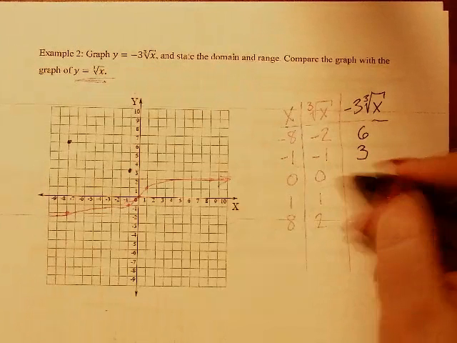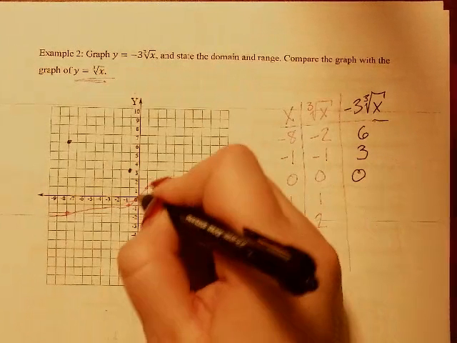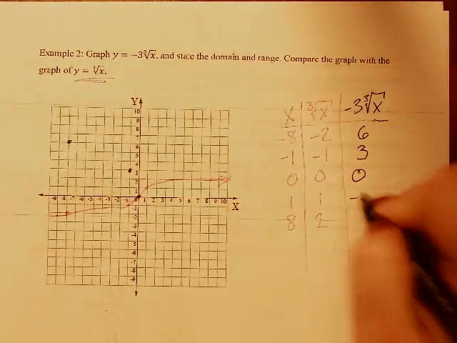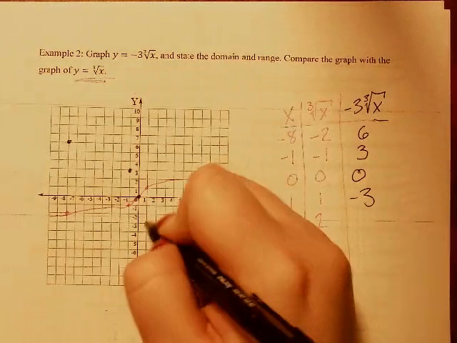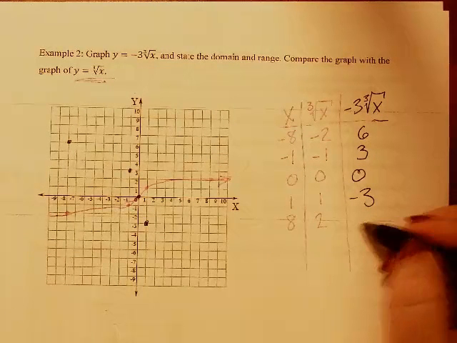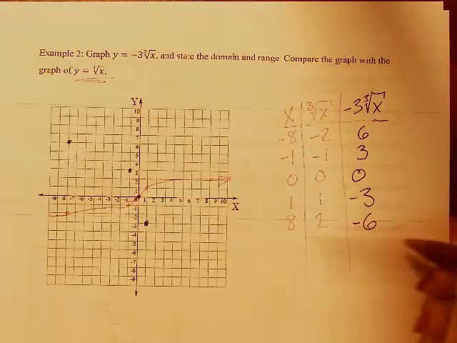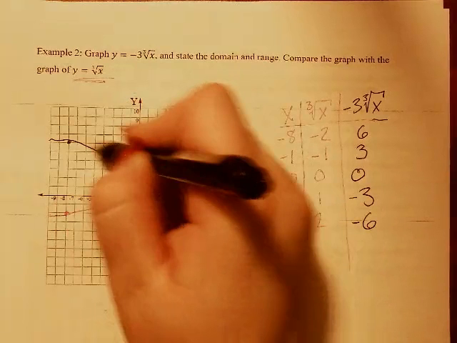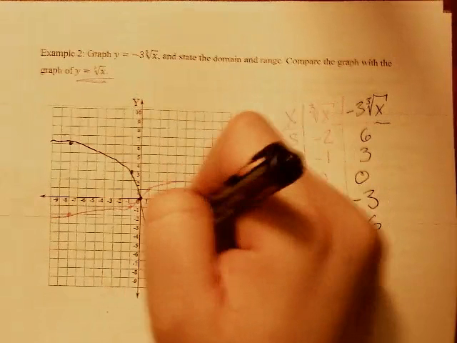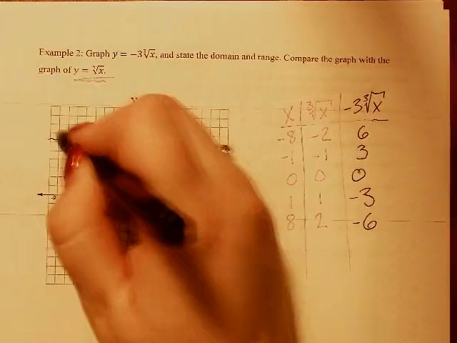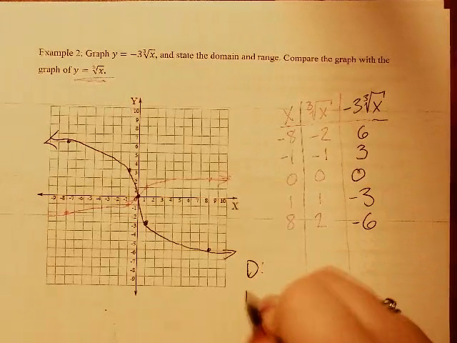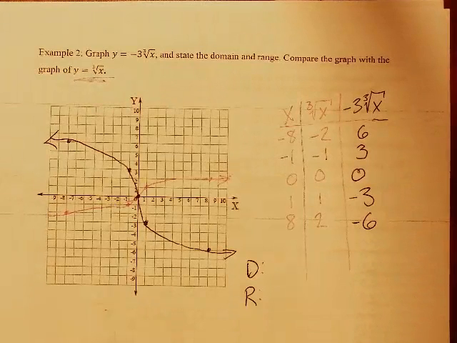-3 times 0 is still 0, so 0, 0 is still on our graph. -3 times 1 is -3, so get a 1, -3. -3 times 2 is -6, so we're going to go to 8, -6. So it is a much bigger curve like that. So now we have to state the domain, range, and compare it to the parent function.